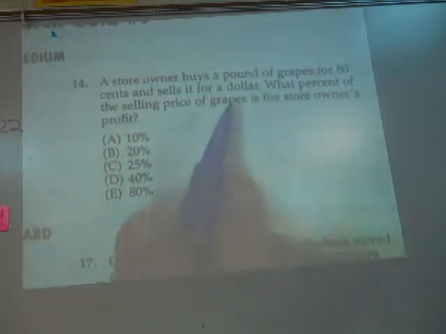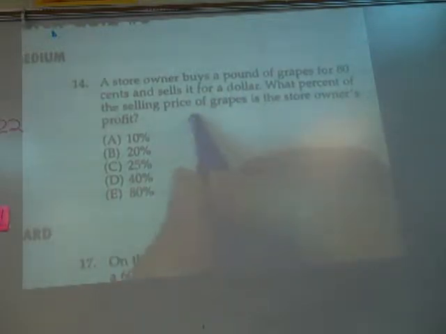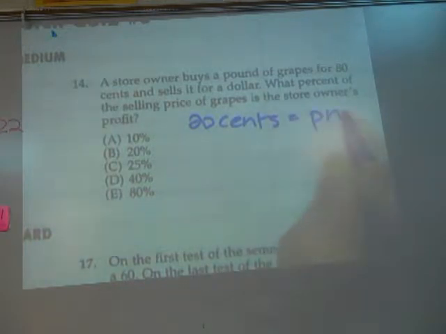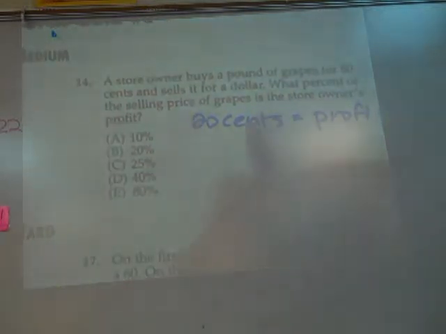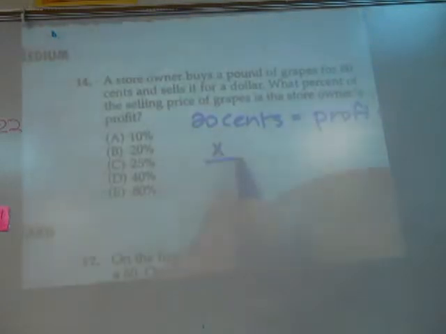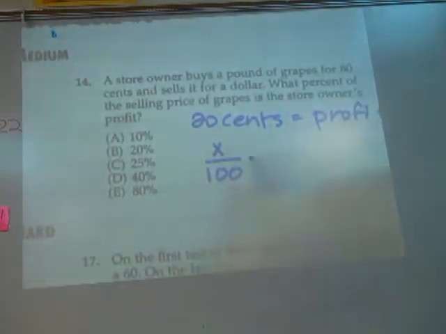So how much does he make on each pound? 20 cents. He makes 20 cents, right? That's his profit. And it says what percent of the selling price. So he sells it for $1. He sells it for 100 cents. So we're looking for what percent of the selling price, which is 100 cents.